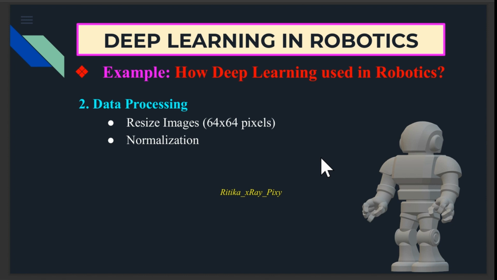Next step is data processing. Now we will process the data. First, we will resize the images. We will resize all the images to a fixed size, for example, 64 by 64 pixels. That is used to standardize the input to the neural network. After that, we will perform normalization. We will normalize the pixel values to a range of 0 to 1 by dividing by 255.